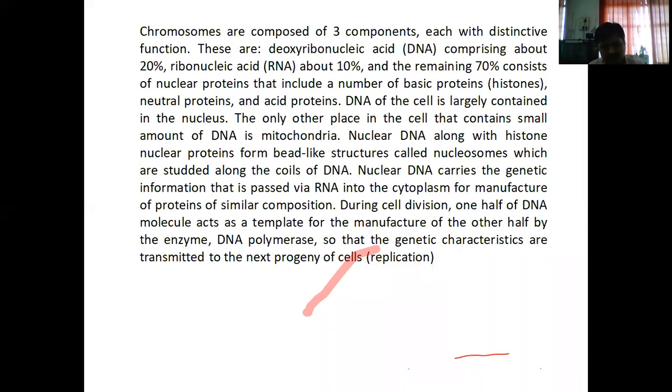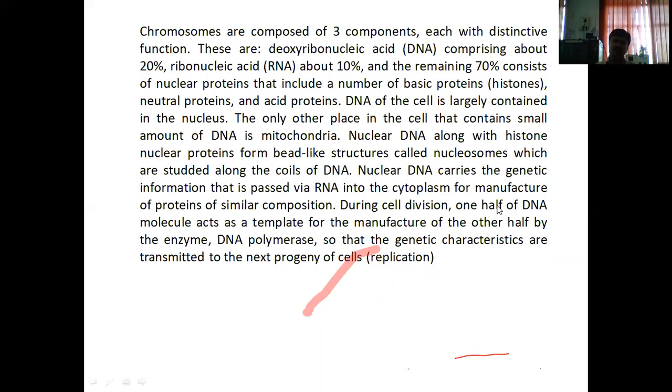During cell division, one half of the DNA molecule acts as a template for the manufacture of the other half by the enzyme DNA polymerase, so that the genetic characteristics are transmitted to the next progeny of cells. It is called replication. This is the basic thing there.